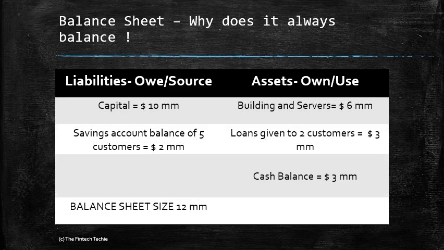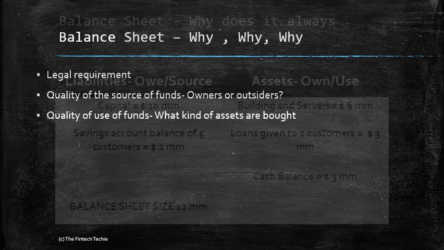With the extra surplus money, the bank decides to give loan to 2 customers to the tune of 3 million. So the loans asset head increases to 3 million. The cash balance reduces from 6 to 3. So here the balance sheet size remains at 12. It's only the asset heads which got rejigged a bit. At this stage as well, the liabilities equal the assets.